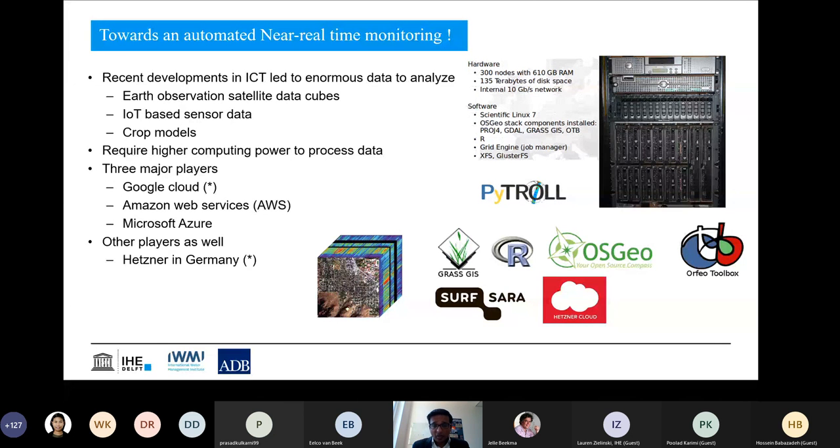So the recent developments in ICT have really reduced the cost of this hardware, and these implementations are becoming more and more practical. The libraries, the open data and the reduced cost of ICT are facilitating these operational systems using remote sensing, where we can automate every step of it, right from the acquisition of the data to the assessment of water productivity.